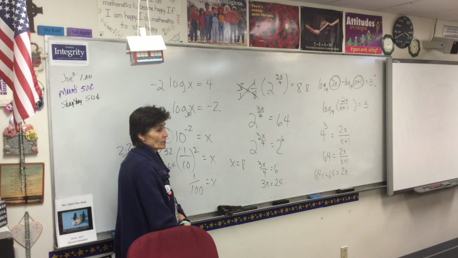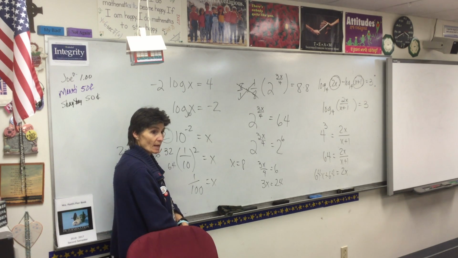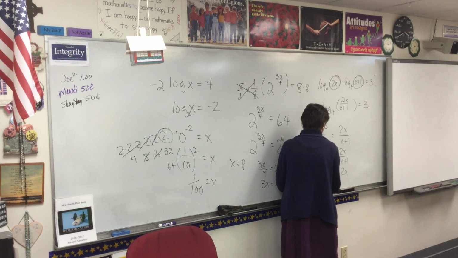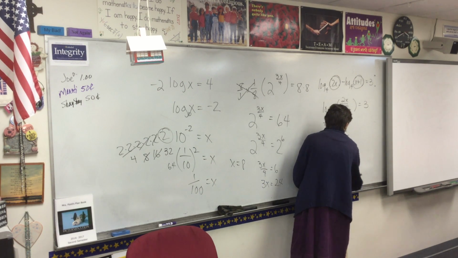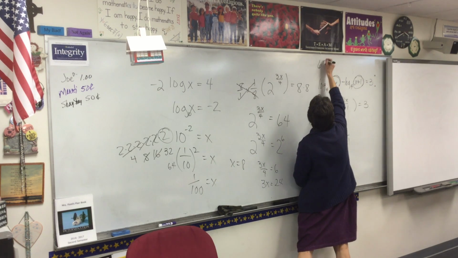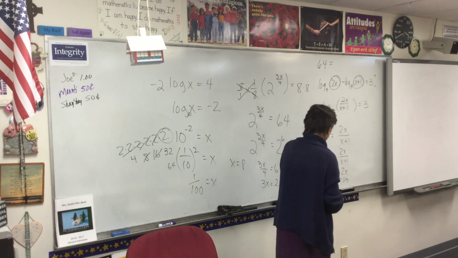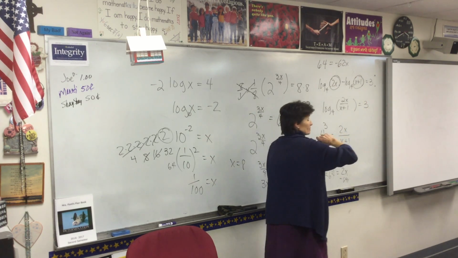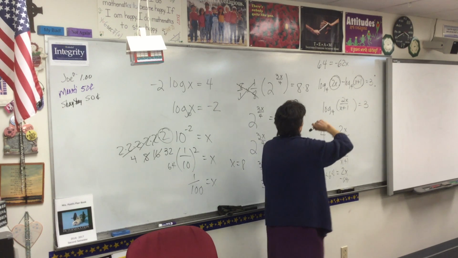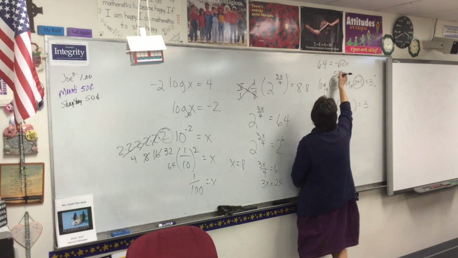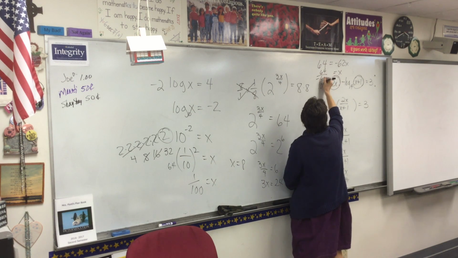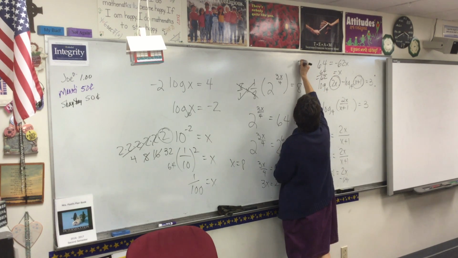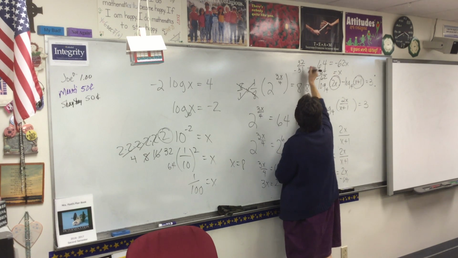So regular equation. Don't we have to have all the x's on the same side? Yeah. So I'll subtract 64x. So I'll have 64 equal to negative 62x. So x equals 64 over negative 62, which reduces to 32 over negative 31.